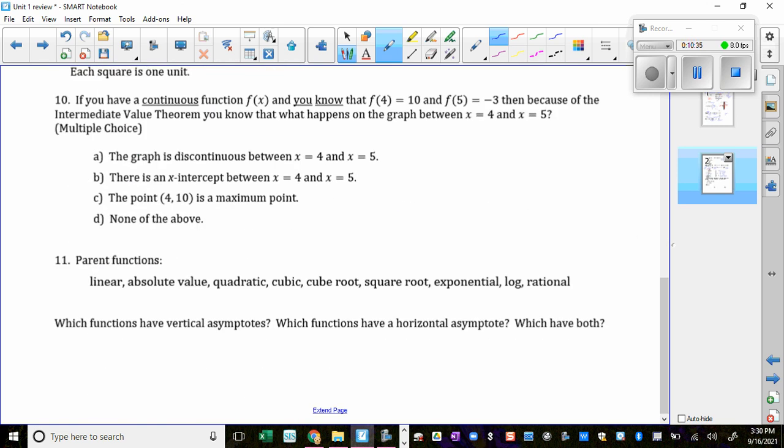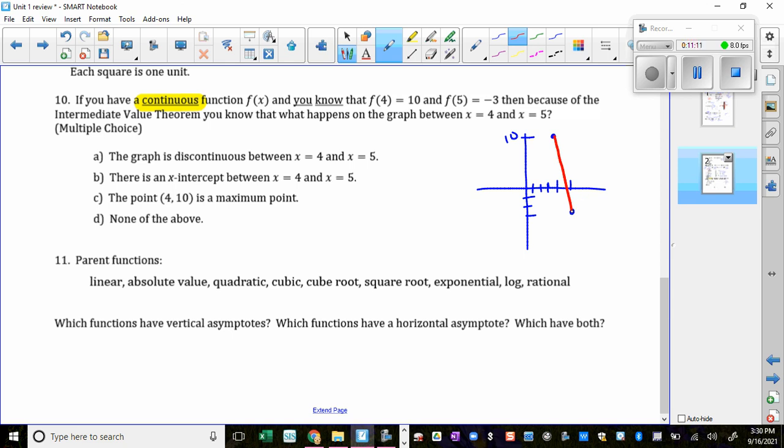Alrighty, so if you have a continuous function, it's important that the word continuous was mentioned. No breaks, no holes, nothing going on weird. All right, and so let's draw this out. You know that f of 4 is 10, so 1, 2, 3, 4 is up here at 10, so you have a point there. And f of 5 is negative 3, so when I go to 5, it jumps down to negative 3. So what you're supposed to gather right there is that if you have a continuous function, your function has to go from here to here, right? And it's continuous.